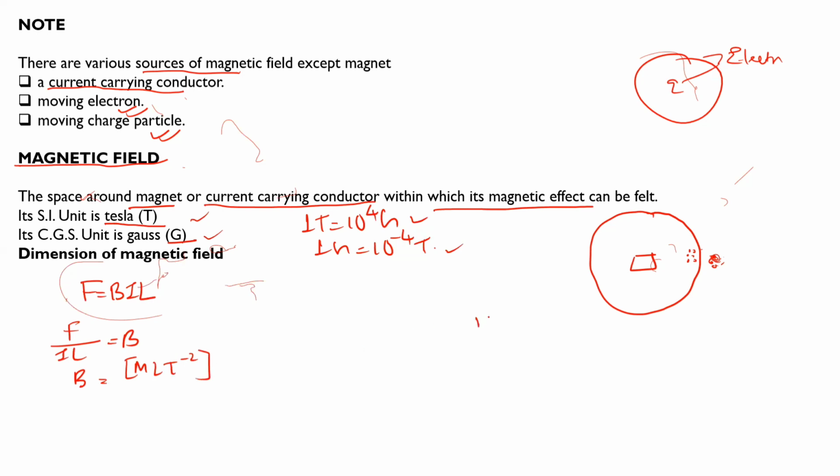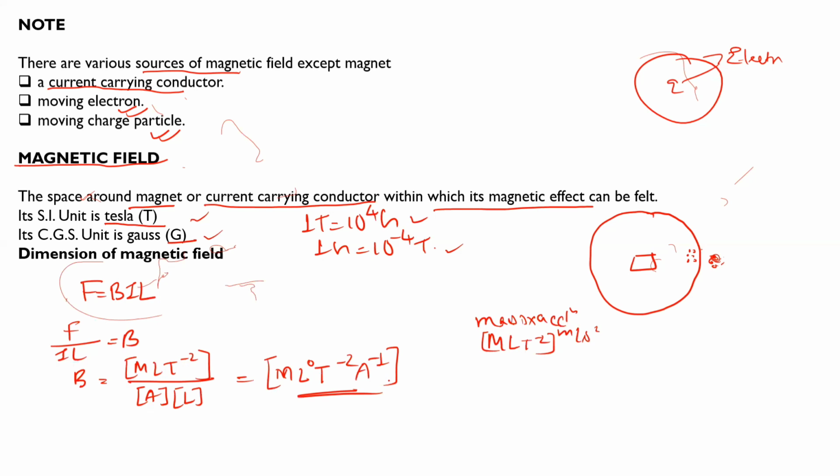How can we see this? Because force is mass into acceleration. This is how we write. For mass, it's M. Acceleration is meter per second square, so L T minus 2, right? And for current, it is ampere. And for length, it is L. So you can write the magnetic field dimension would be M L0 T minus 2 A minus 1. So this is how we can calculate the dimension of magnetic field.